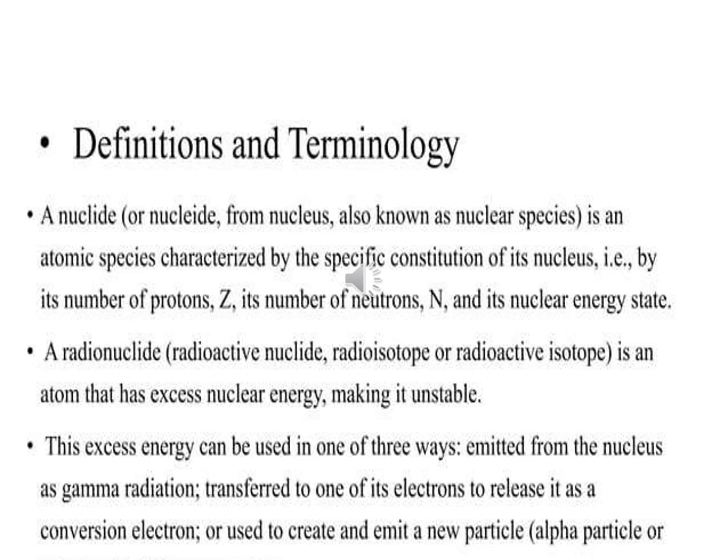A radionuclide, that is, a radioactive nuclide, radioisotope or radioactive isotope, is an atom that has excess nuclear energy, making it unstable. This excess energy can be used in one of three ways: emitted from the nucleus as gamma radiation, transferred to one of its electrons to release it as a conversion electron, or used to create and emit a new particle, an alpha particle or beta particle, from the nucleus.